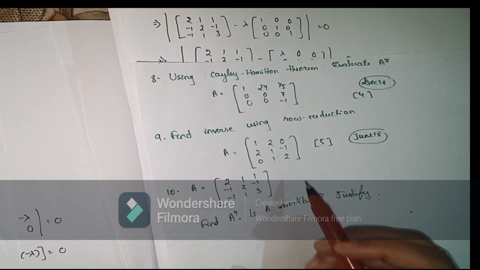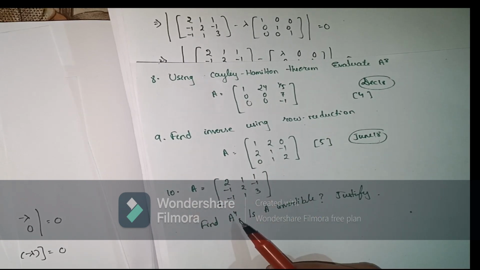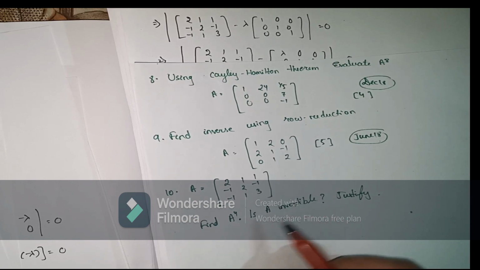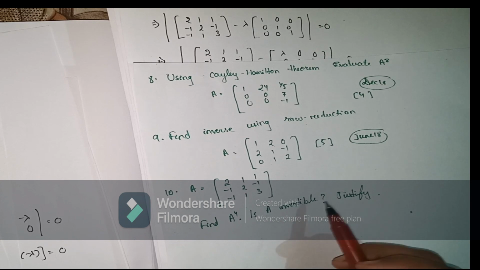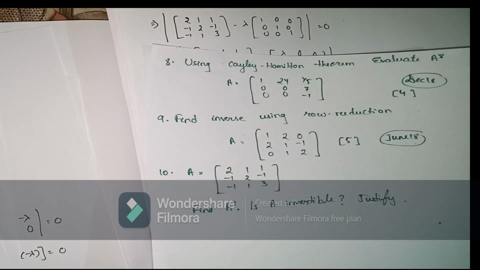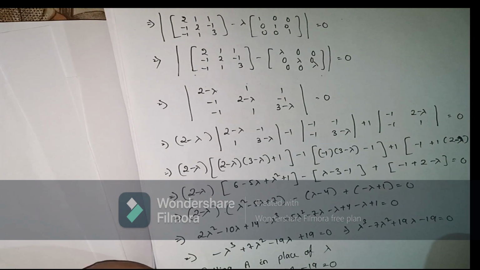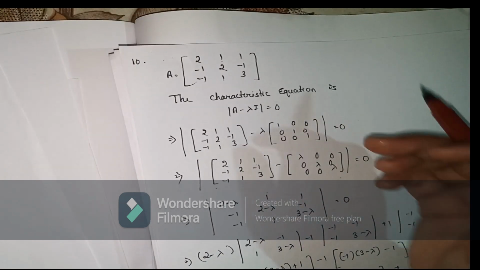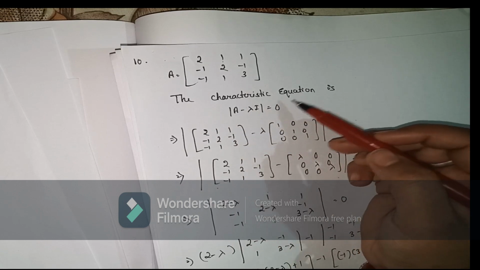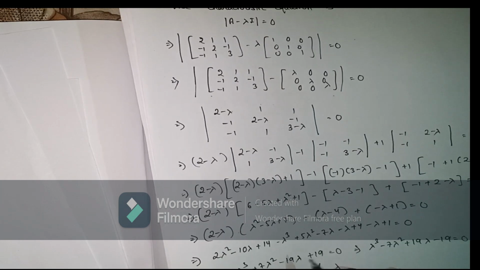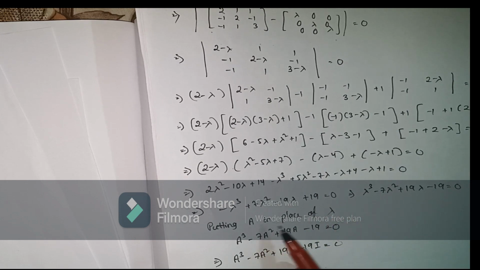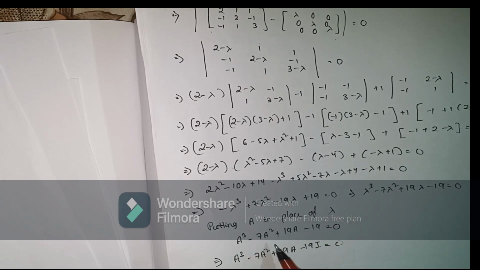So now next question, A is equal to this matrix that has been given. We have to find A to the power 4 and is A invertible. We have to verify whether A is invertible or not, or we have to justify it. So to find A to the power 4, we have to use the Cayley-Hamilton method, and for the Cayley-Hamilton theorem, we have to find the characteristic equation. So I found the characteristic equation. Now replace the lambda with A. So this is what the Cayley-Hamilton theorem is saying.